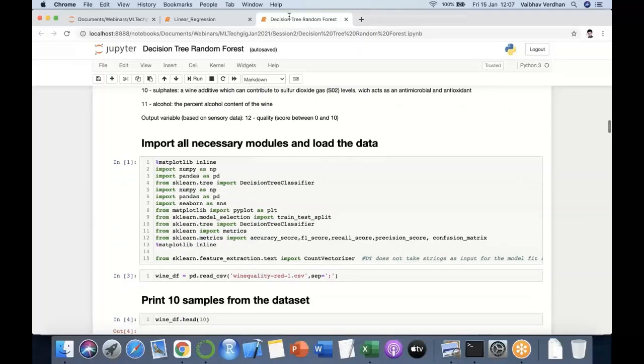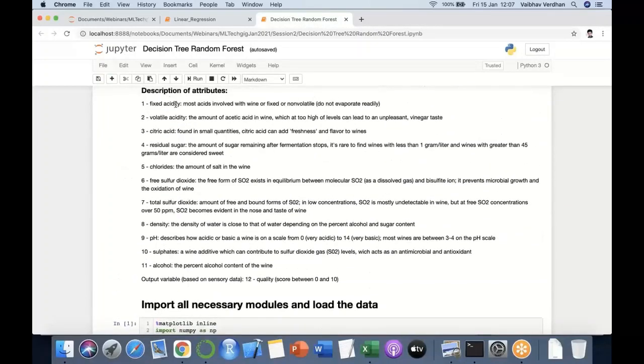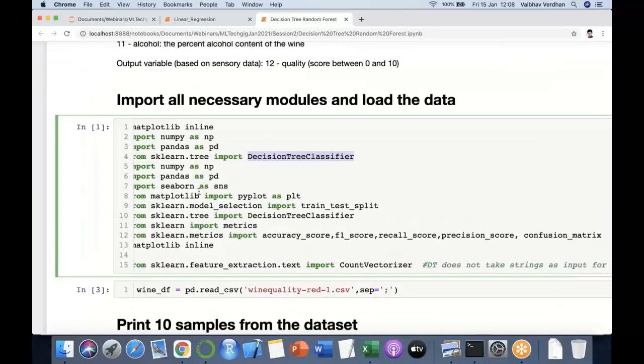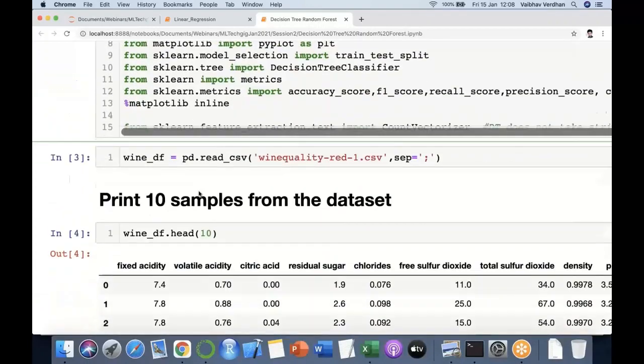Over here, my data set has these independent variables: acidity, chlorides, sulfur dioxide, pH, sulfates, and so on. I want to predict the quality of my wine. All these data sets are available from Kaggle. I want to predict my output variable, a score between 0 and 10 for my target variable. Again, I imported my decision tree classifier, and there are many libraries. You can see that the scikit-learn library has been used for my decision trees.